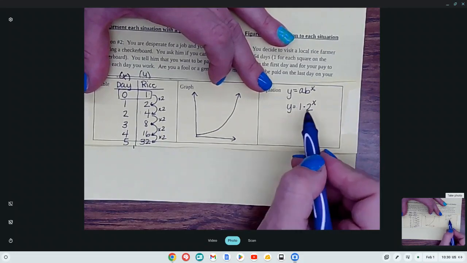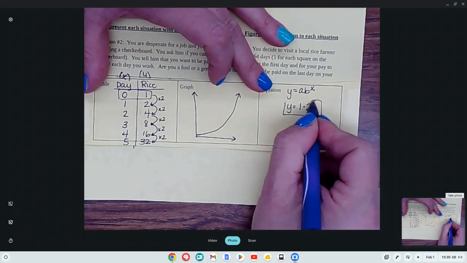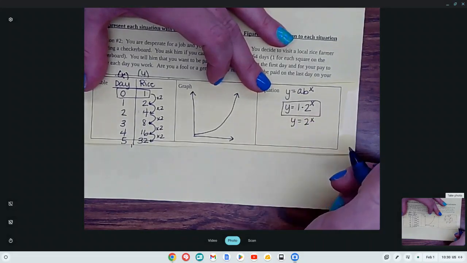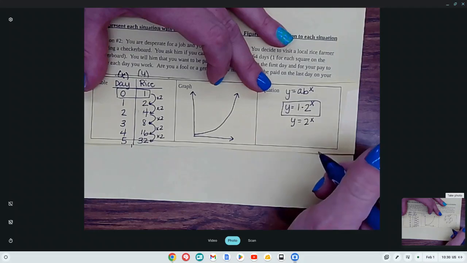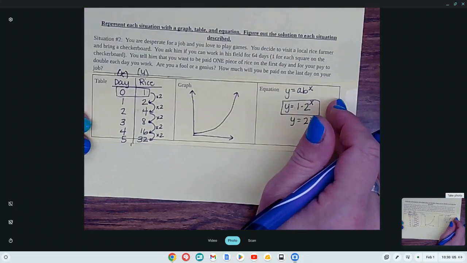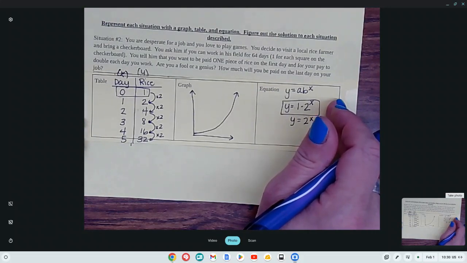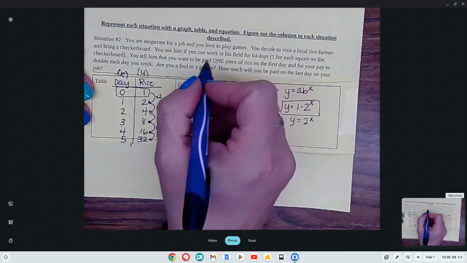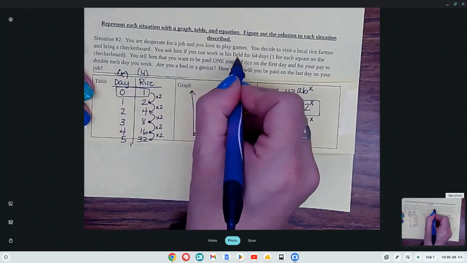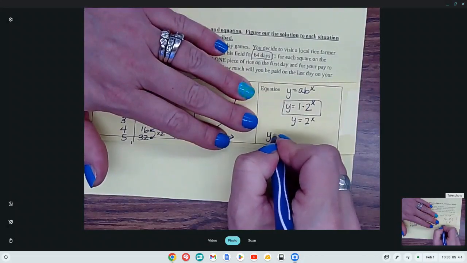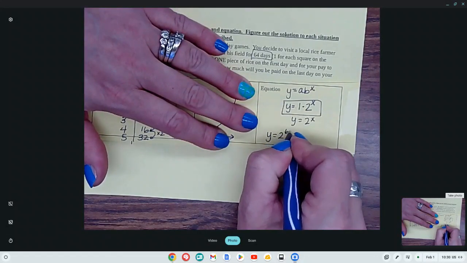So now, since this is 1, this is perfectly fine, okay? We don't always write the 1, so technically, you could write the exact same equation like that, and it would be fine. Okay, so either one is fine. Alrighty, so now the question says, how much will you be paid for your last day on the job? Okay, well, how many days are you working on the field? Well, it says 64 days right here. Okay, so what we're going to do is we're going to say, okay, well, y equals 2 to the 64th.